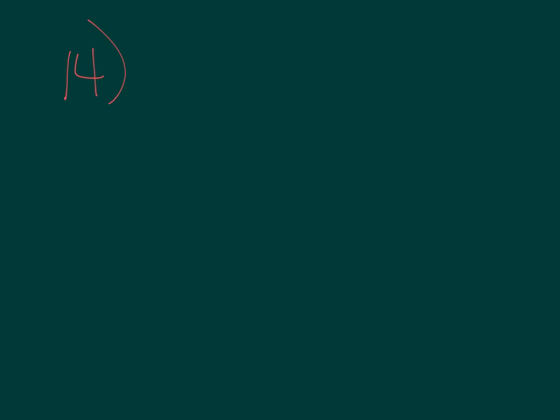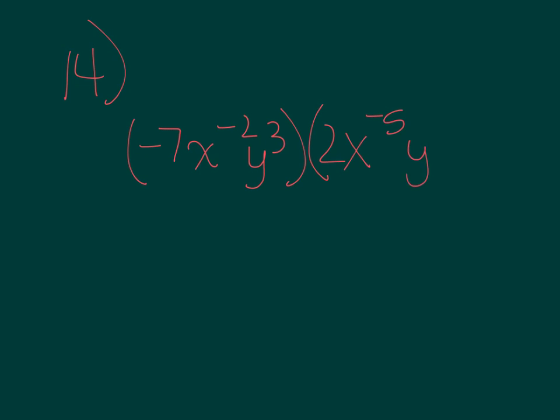Okay, so what if I gave you this problem? What if I said negative 7, x to the negative second, y to the third, times 2, x to the negative fifth, y to the negative fourth. Okay, so this is pretty similar to the last problem, except they're in parentheses and they're multiplying. But you don't even have to worry about multiplying yet.